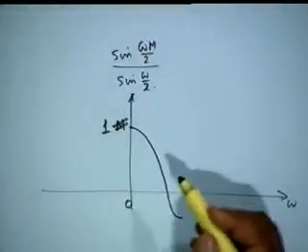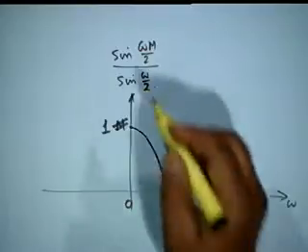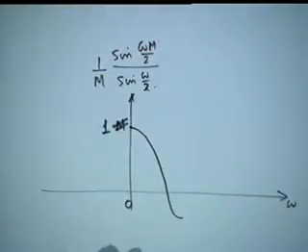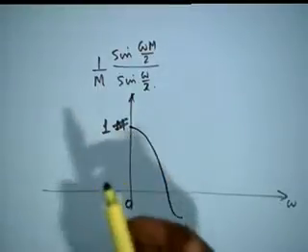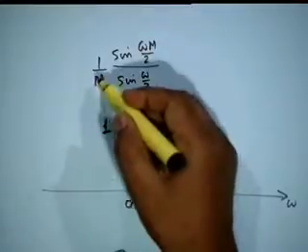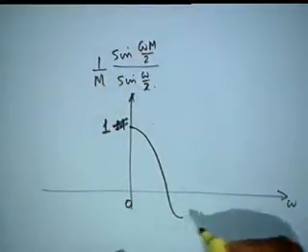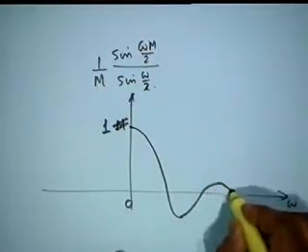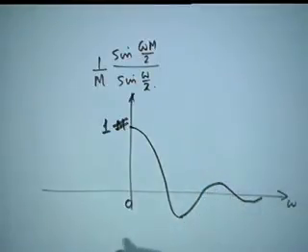So, he is correct and incorrect both. Only when I write this as 1 by M, the maximum will be 1. Okay, we will take this as 1, 1 by M times this. Then it executes damped oscillations, that is, it goes like this and then like this and so on.